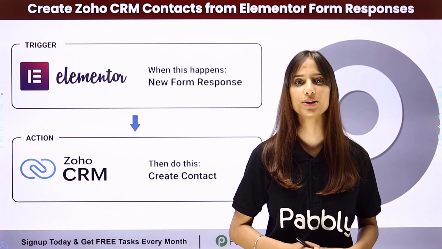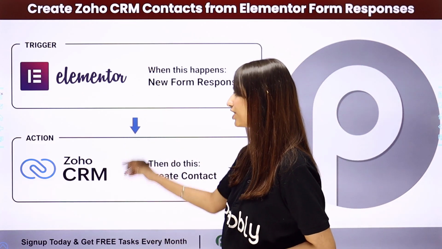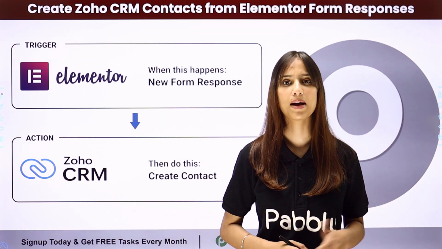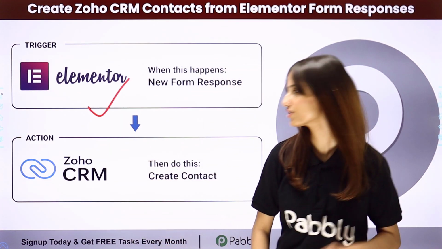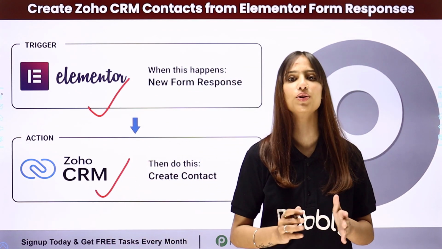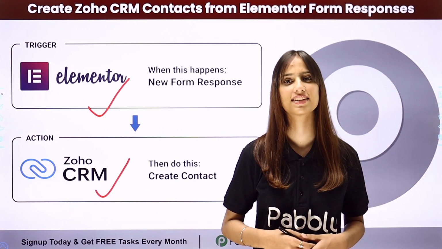So now to do this, you need to build an integration between these two applications, for which I'm going to use Pabbly Connect. So here my trigger application will be Elementor and my action application will be Zoho CRM. So if you want to learn more about this, follow me through the screen.